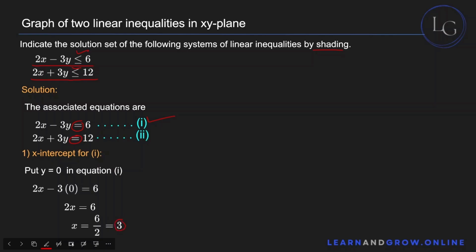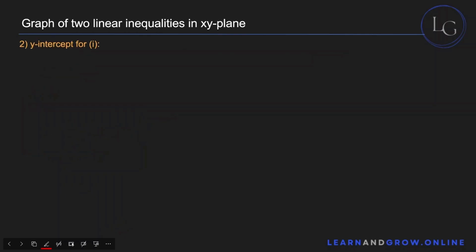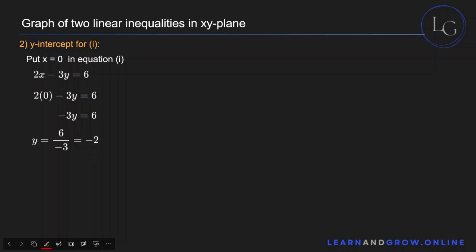That's the x-intercept. So the point is 3, 0. So 3 on the x-axis and 0 on the y-axis. Simple, because the x-intercept is where the value of y is 0. We really know this from basic graphical representations. Now, the second step is to find the y-intercept for 1. So you put x is equal to 0 in equation number 1, and that just gives you a value of y as -2. And so you get this point here.